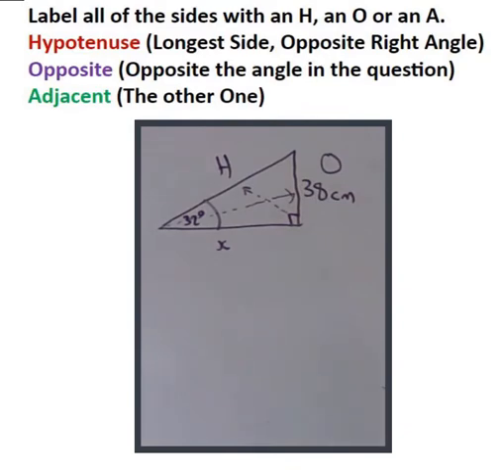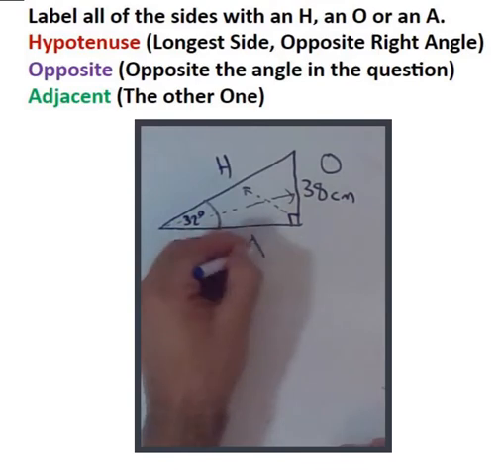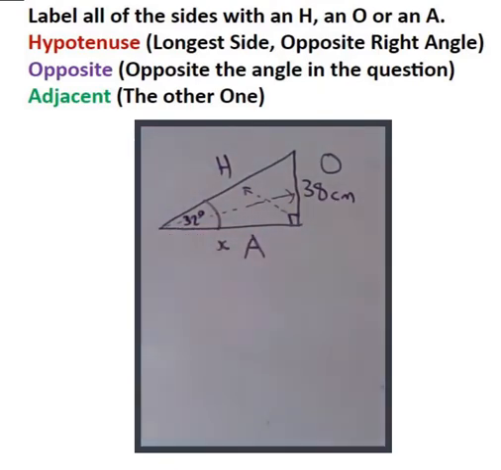I don't really need to define adjacent. If you can get the first two right, there's only three sides. A can just be the other one, right? So that's one example. I'll just show you another one quickly.